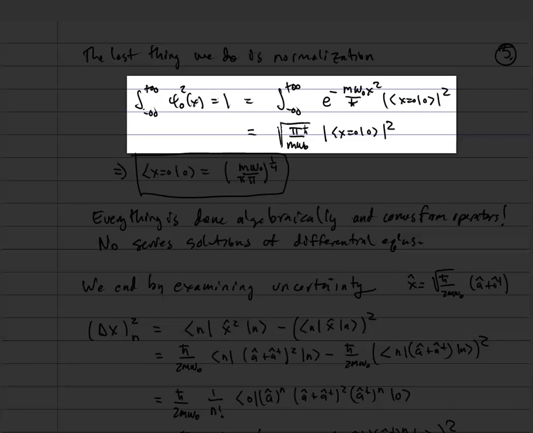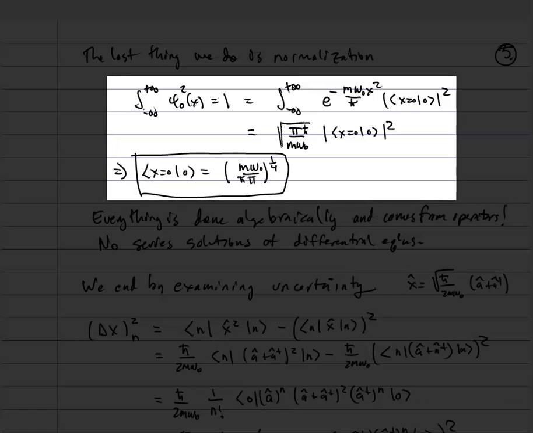I can solve for that number by dividing by the square root of pi h bar over m omega 0, taking the square root of that, and then saying that I want my ground state wave function to be real. So I'm going to pick the global phase for the wave function to be 1. Then we find that x equals 0 overlapped with the ket 0 is equal to m omega 0 over h bar pi raised to the 1/4 power.